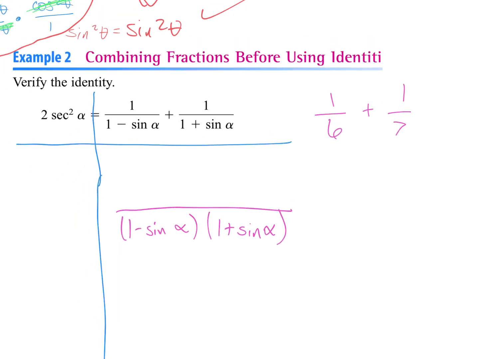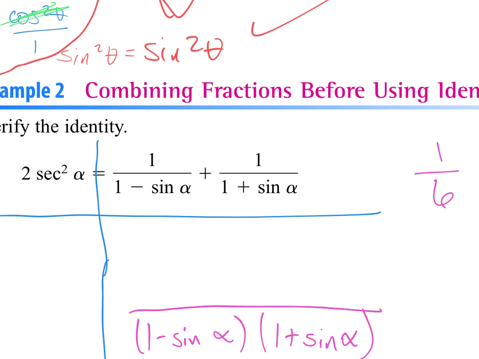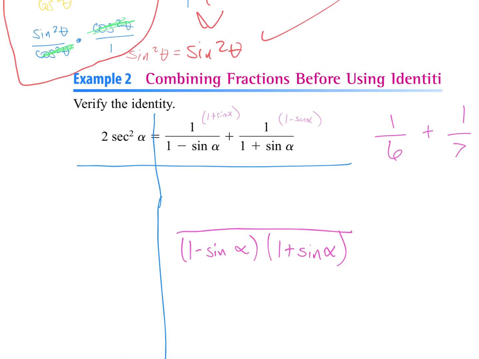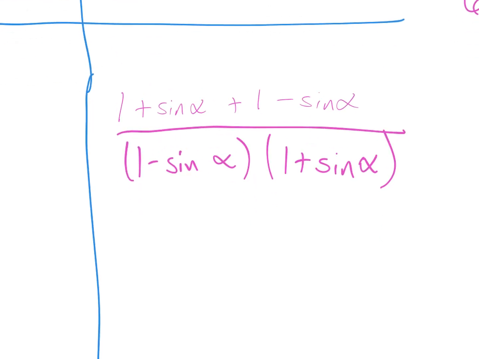So if we're going to get a common denominator, right, I look here and I say, okay, the left-hand side has the 1 minus. It needs what? 1 plus? Correct? The right-hand side has the 1 plus. It needs the 1 minus. Everybody agree? Yes or no? Okay. So I'm left with here 1 plus the sine of alpha plus 1 minus the sine of alpha. Everybody agree? Okay, so let's simplify a little more.